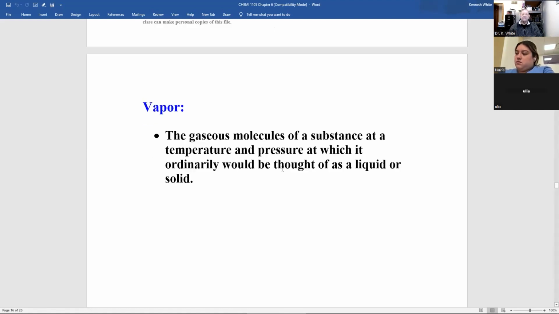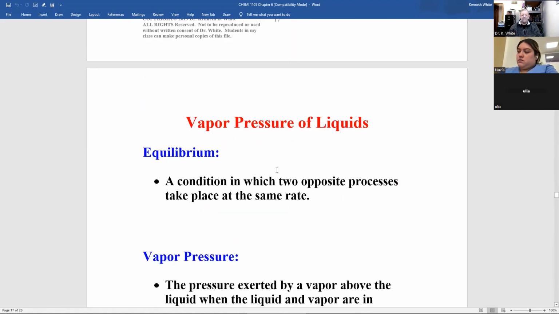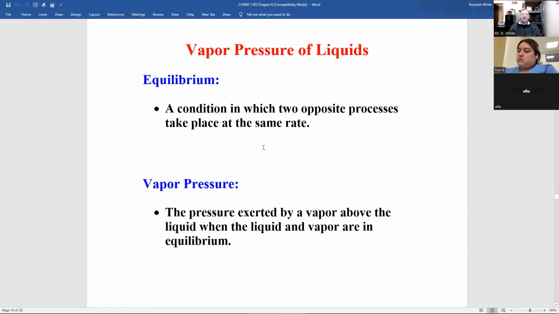All right. Now, switch is still off. There's something called an equilibrium. And I teach this more in depth in Chem 1211, but not really much in this class. So again, switch is off, click. That's a condition in which two opposite processes take place at the same rate.